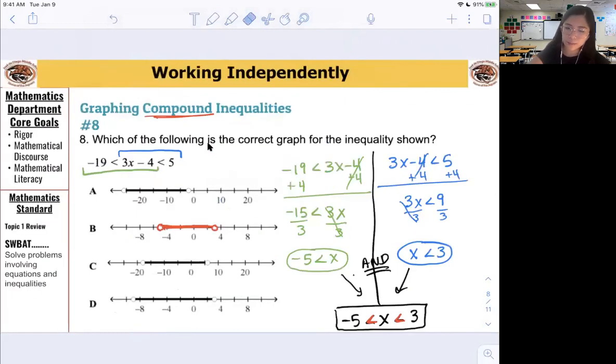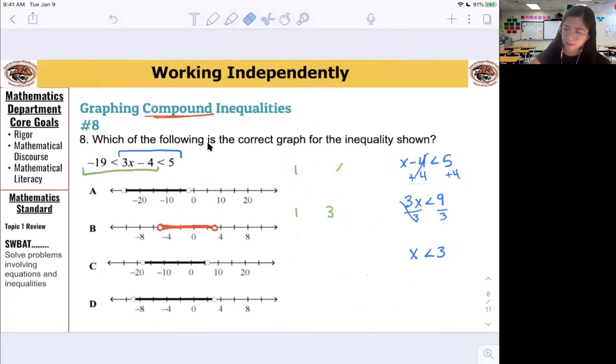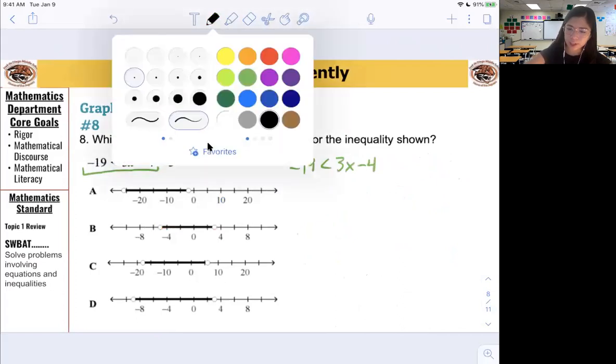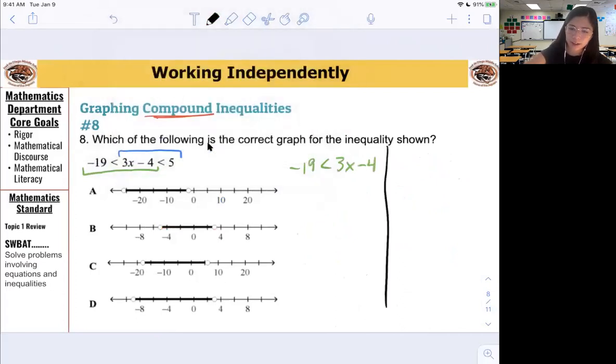Okay, number 8. Oops, I kept this from last time. My bad. Okay, so for number 8, I have a compound inequality now. And a compound inequality is when there's 2 inequalities kind of mushed together. So the first thing you want to do is you want to split them apart. I have my left side, negative 19 is less than 3x minus 4. I highlighted that in green. And then I have my right side, 3x minus 4 is less than 5.